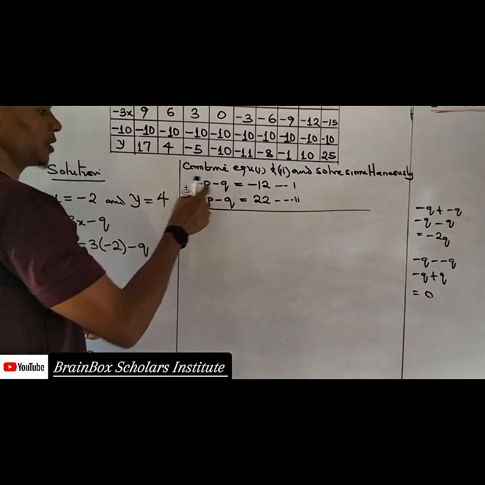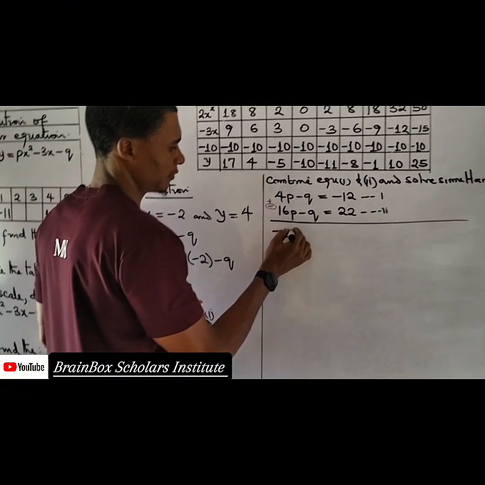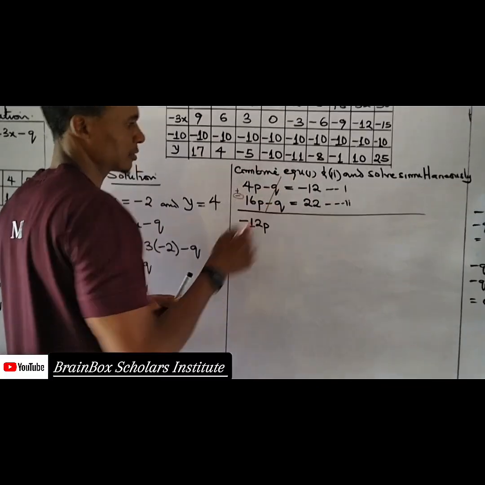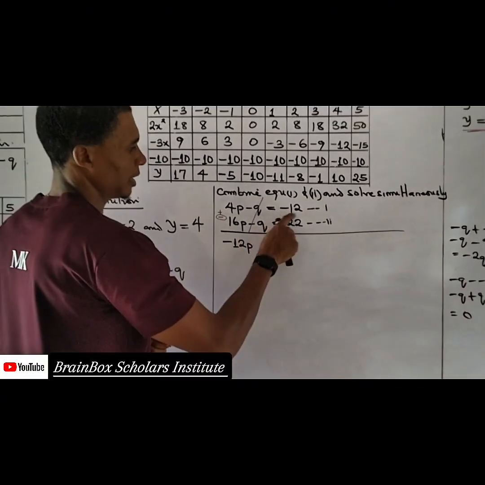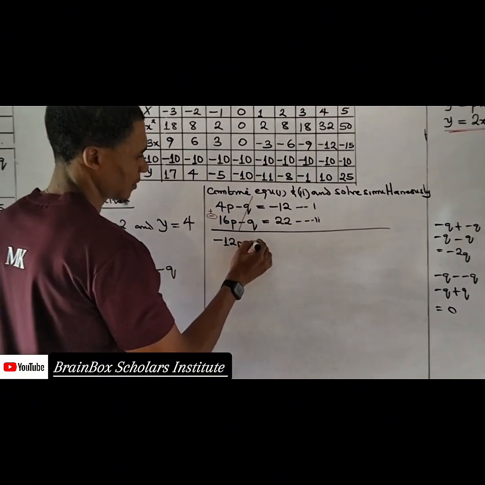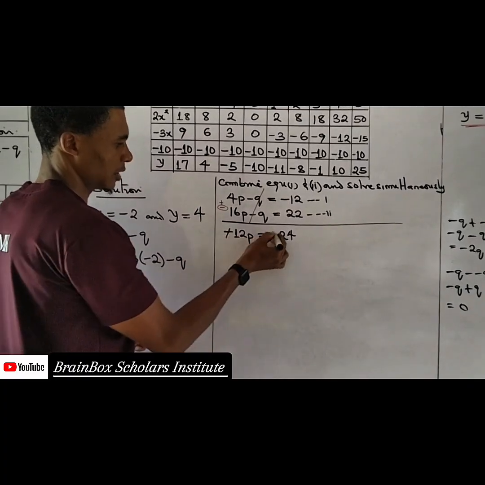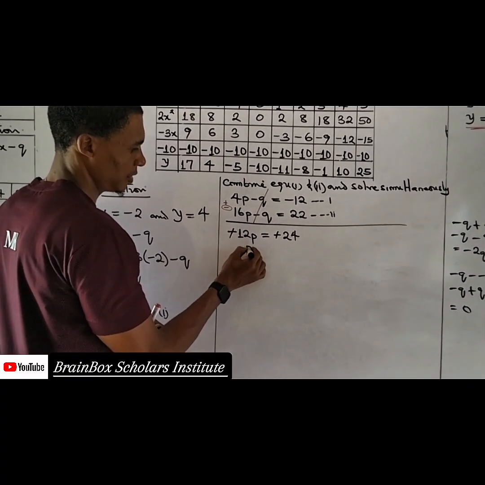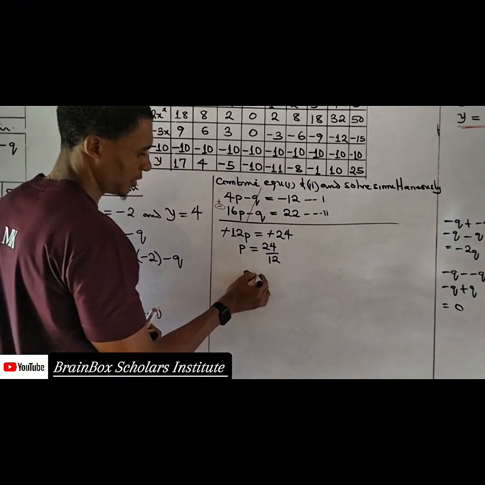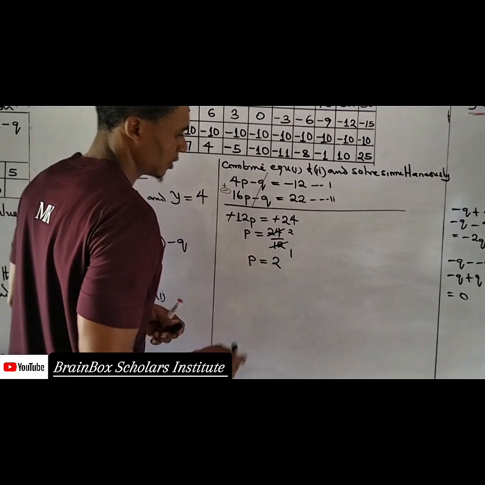So 4P minus 16P is minus 12P. Then this one is now 0. And I have minus 12 minus 12 is minus 24. So minus will cancel minus. So P becomes equal to 24 divided by 12, and P is equal to 2. So this will go 1, this will go 2.